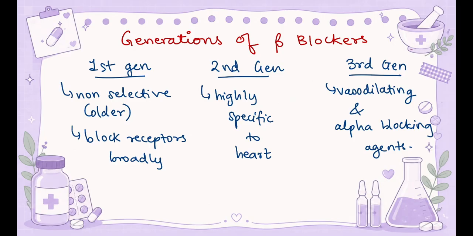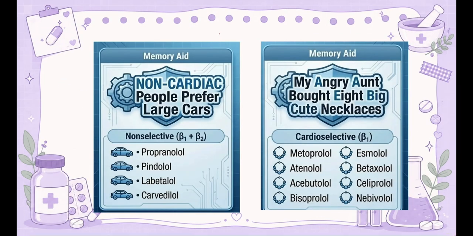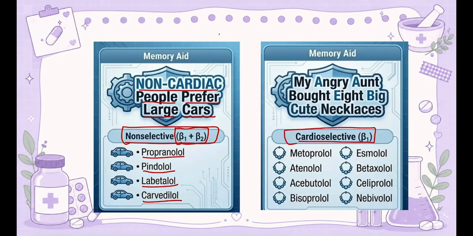Mnemonic devices are incredibly helpful to anchor these classifications. For non-selective agents, remember this phrase: non-cardiac people prefer large cars. This recalls propranolol, pindolol, labetalol, and carvedilol. These drugs block both beta-1 and beta-2 receptors. For cardioselective agents, remember this phrase: my angry aunt bought 8 big cute necklaces. This targets beta-1 receptors. It helps you recall metoprolol, atenolol, esmolol, and bisoprolol.